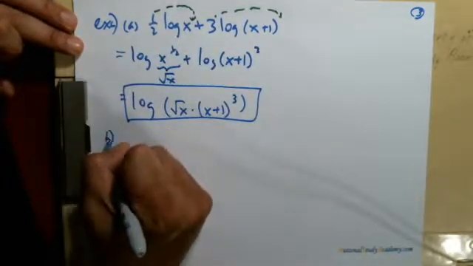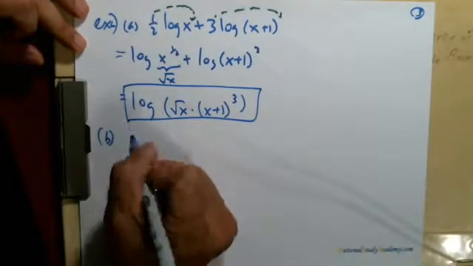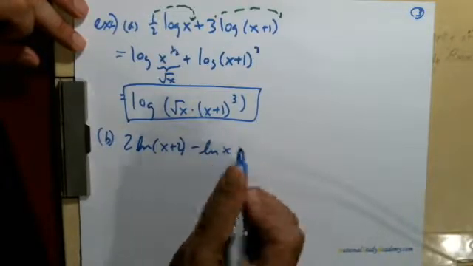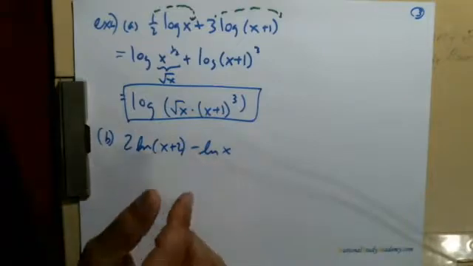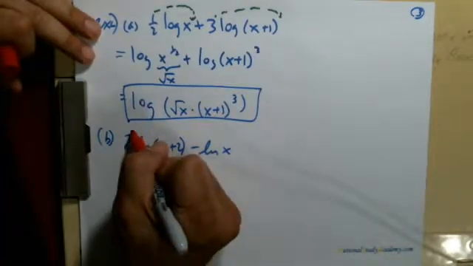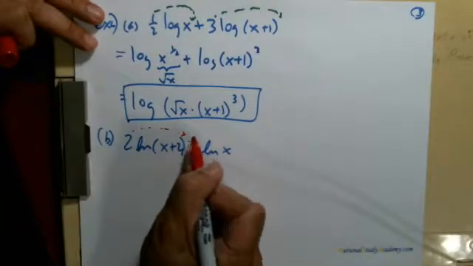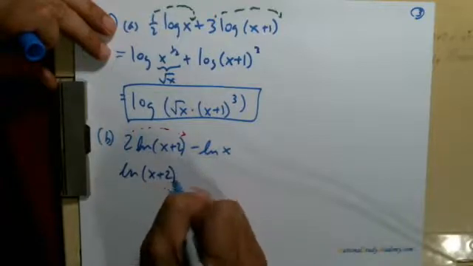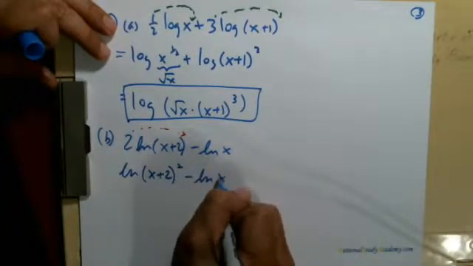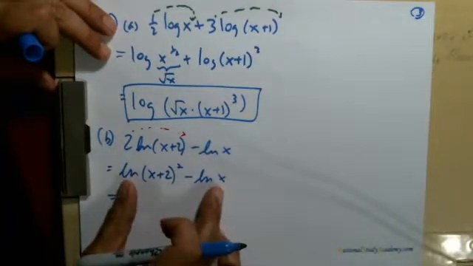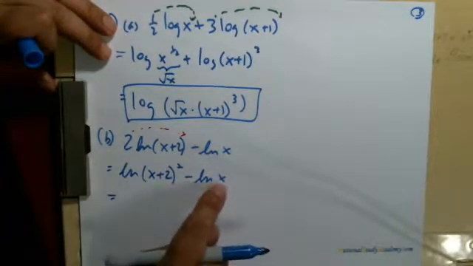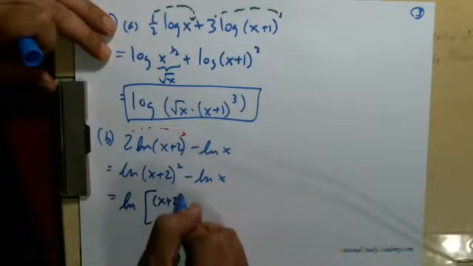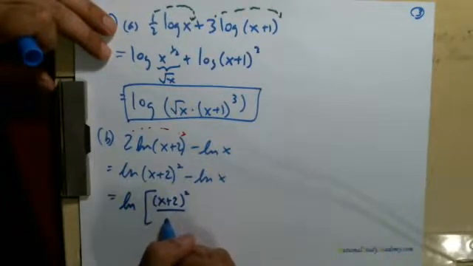Okay, example B: 2 natural log of (x plus 2) minus natural log of x. Well, the first thing we do before we change it to a single log is we like to get rid of that 2. The beauty of logs is bring it to the exponent right there. So what we end up with is natural log of (x plus 2) squared minus natural log of x. And to condense into a single log, because of this minus, we put this guy in the numerator: natural log of (x plus 2) squared over x.